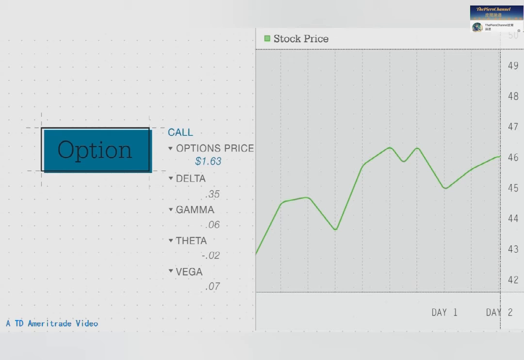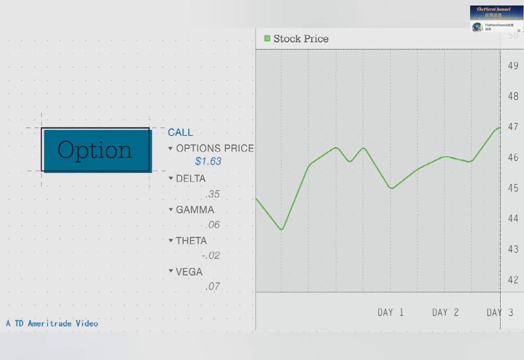Tomorrow, price moves from $46 to $47. The premium increases 41 cents to $2.04. This is delta plus gamma. Also, another day gone by means another day of time decay and another 2 cents down the drain. Implied volatility rises 1 percentage point, increasing the premium by 7 cents to $2.09.